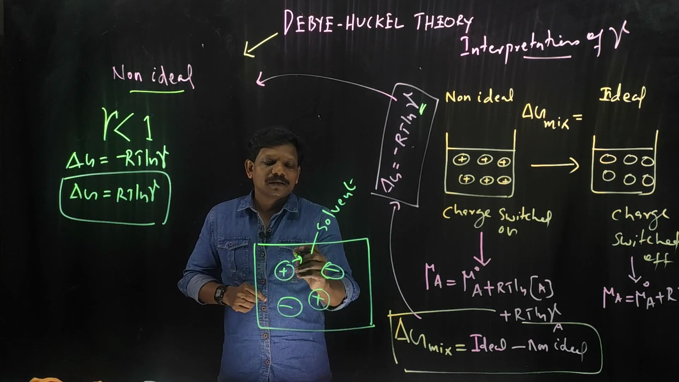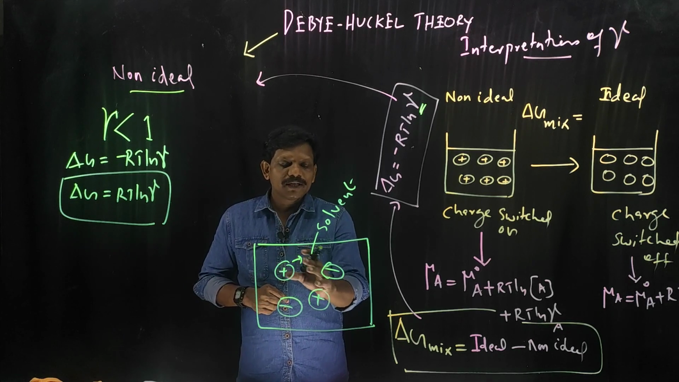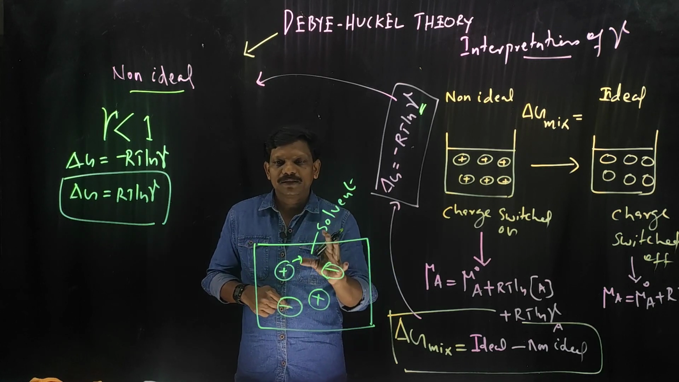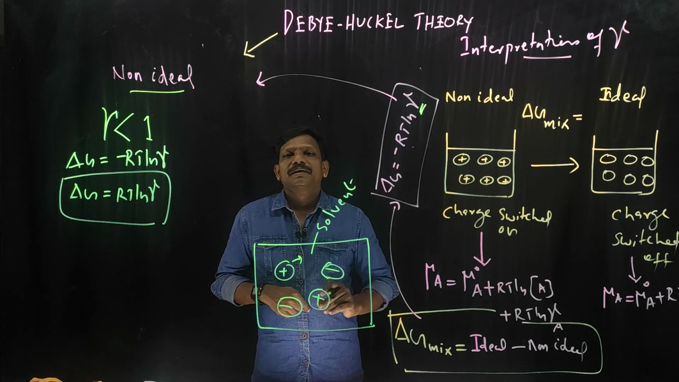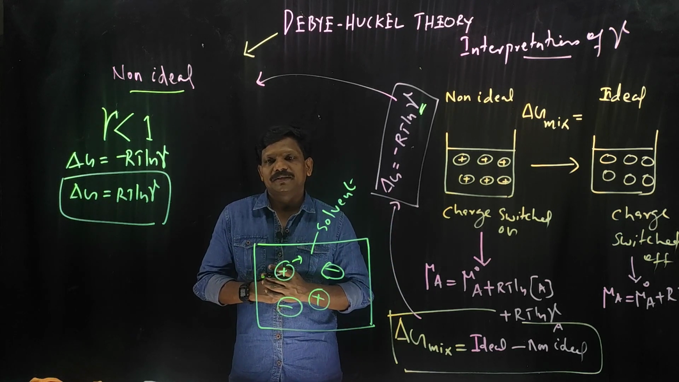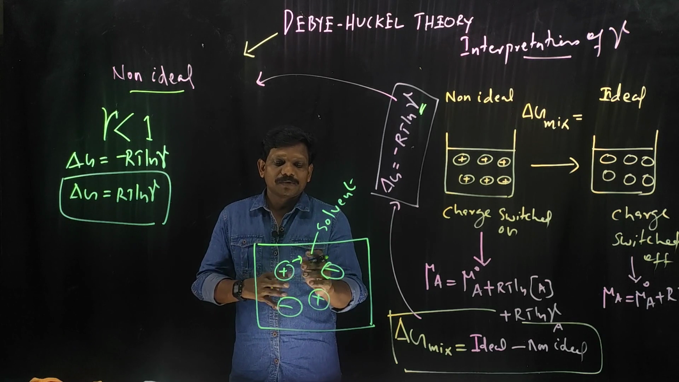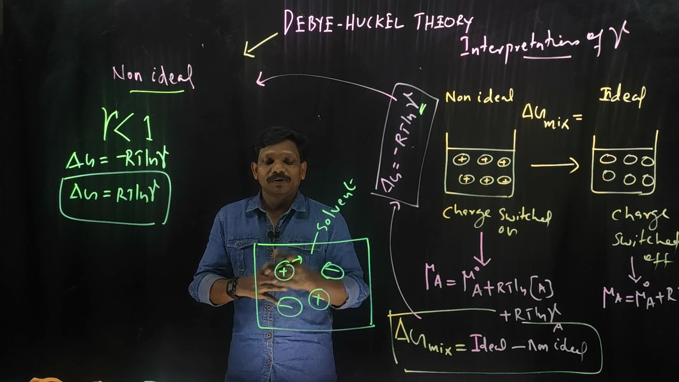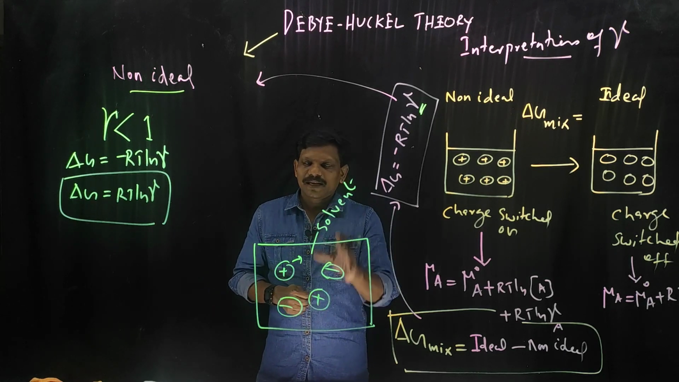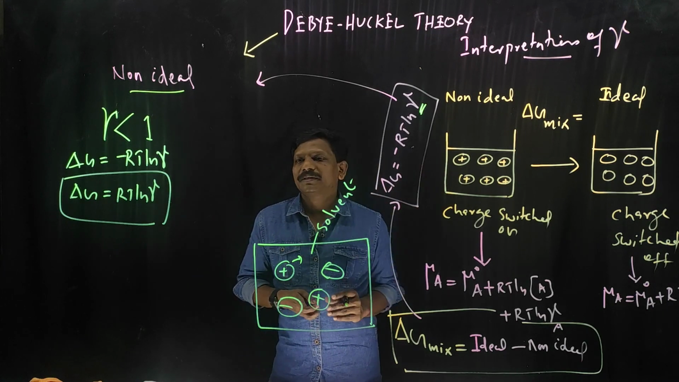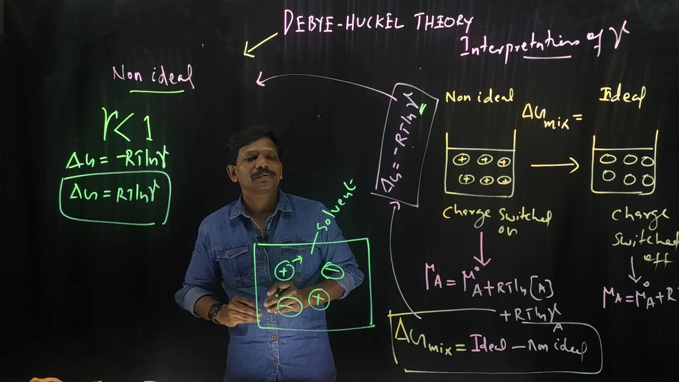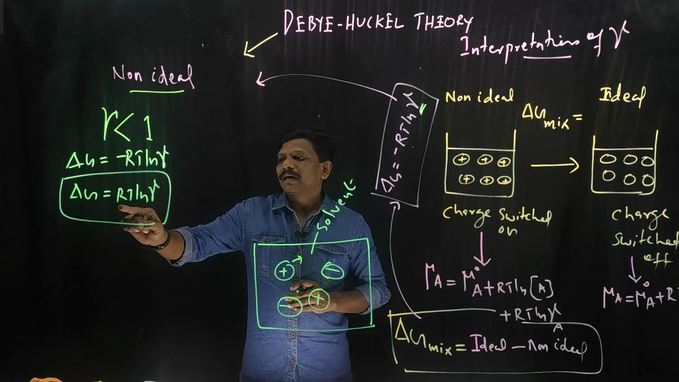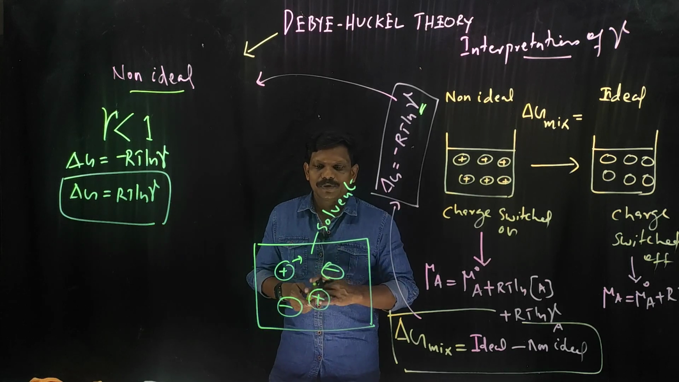That means this is the cation. During its movement, the probability is higher that it will interact with the opposite charge. So the probability is very high that it will interact with the negative charge, not the like charge. That is actually the reason for the stability of this system, even though delta G is equal to RT ln gamma. So it is stabilized by a factor, RT ln gamma. Do you understand what I am telling?